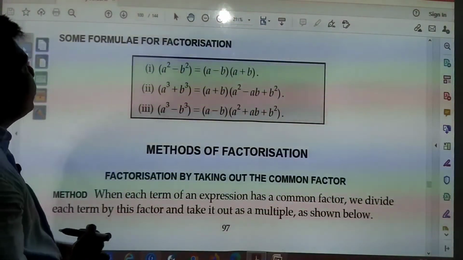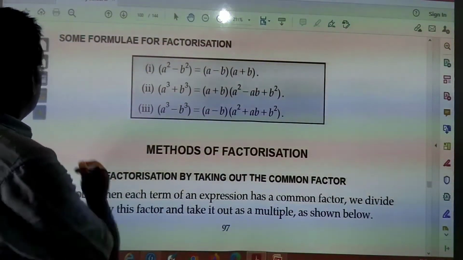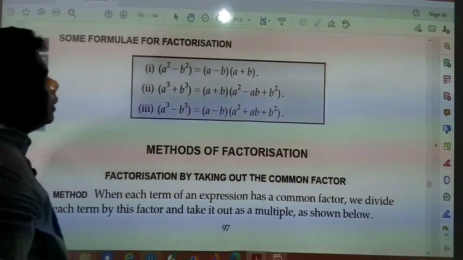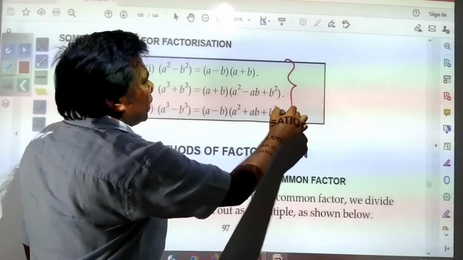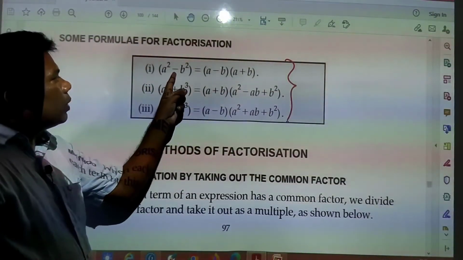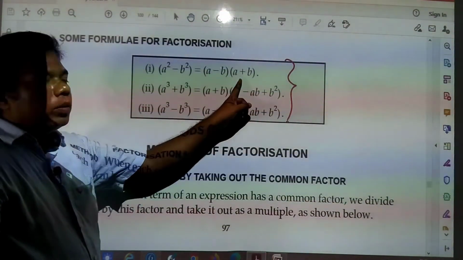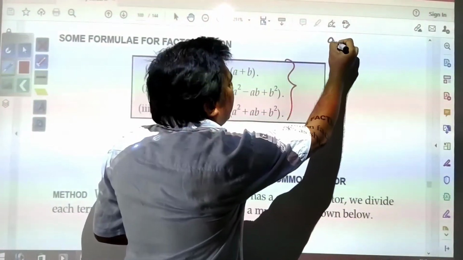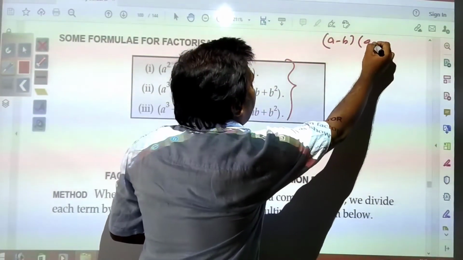Here you see some formulae for factorization. These formulas are required to be remembered, and this is very useful in factorization. These three: a square minus b square is equal to a minus b into a plus b. So the common formula you have is a minus b into a plus b.